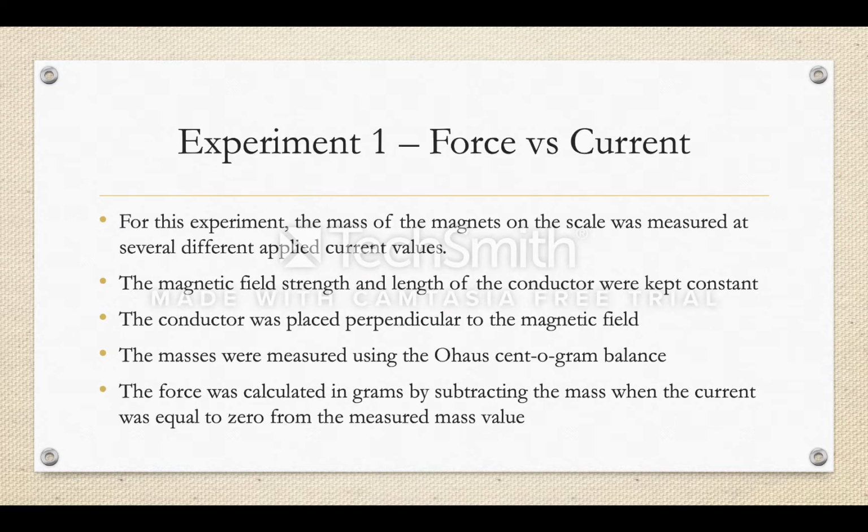Now we'll be focusing on the first experiment that we have done. The aim of this experiment was to find the relationship between force and current. To do this, the force was measured at different currents. There are a few things that need to be noted. One of them is that the magnetic field strength and length of conductor were to be kept constant. Secondly, the conductor should be placed perpendicular to the magnetic field. Lastly, the mass will be measured using the House centigram balance. The force was determined by measuring the mass of the magnets on the scale when zero current was applied and subtracting this from the measured mass value.